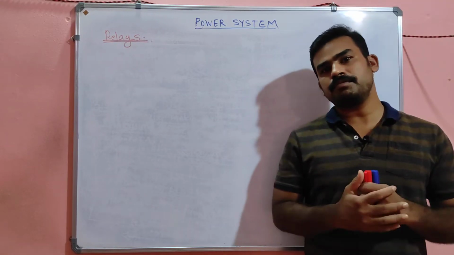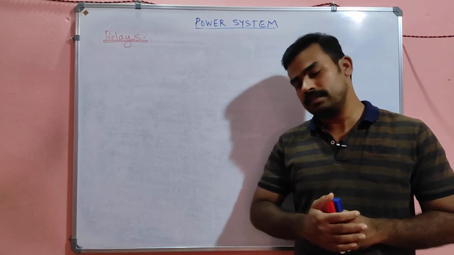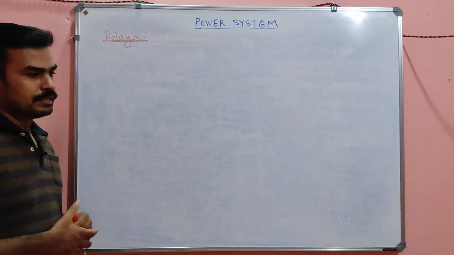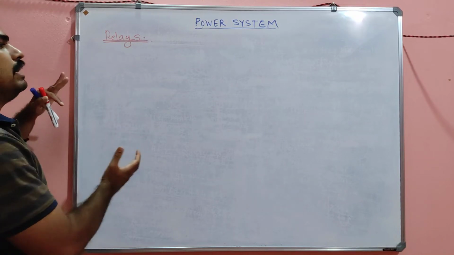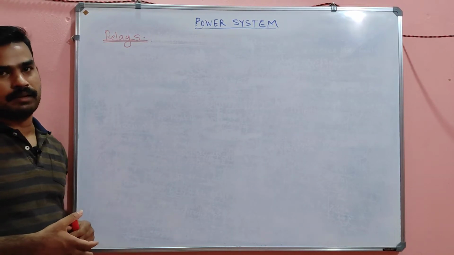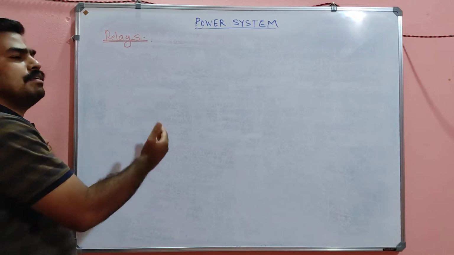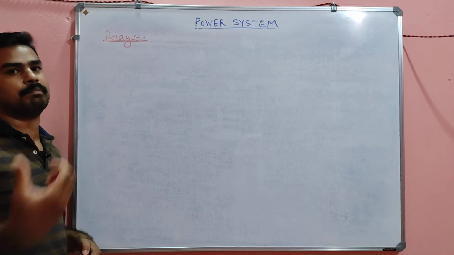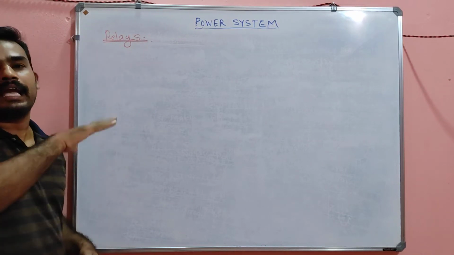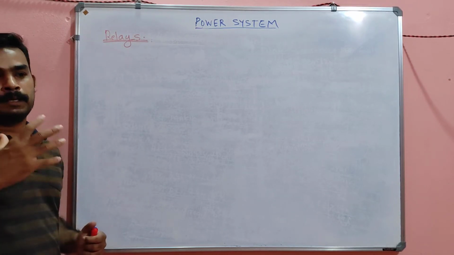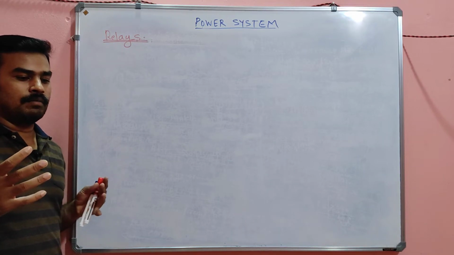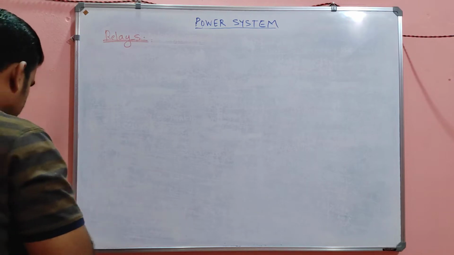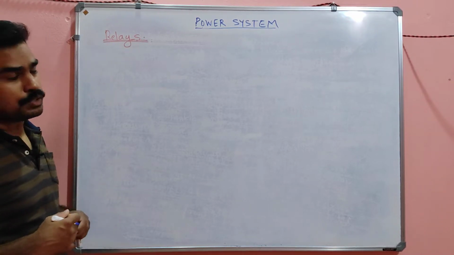In other words, we can say that a relay is an electromechanical switch. In another definition, you can say it's an electromechanical switch. That means a relay plus circuit breaker combination will always be there. The relay will sense and send a signal to the circuit breaker so that the circuit breaker will trip. So overall, the relay can be considered an electromechanical switch.